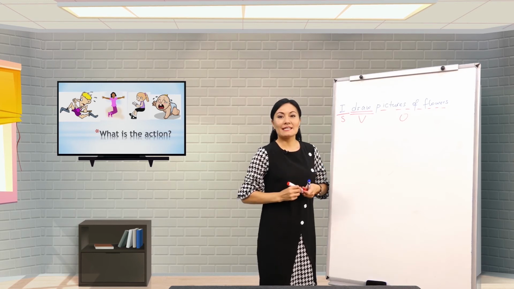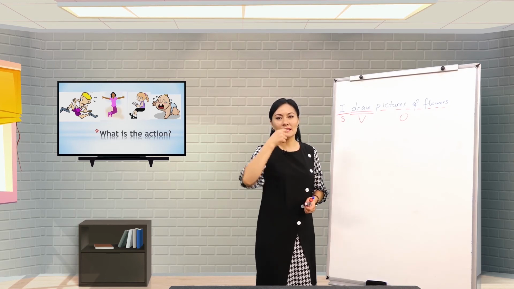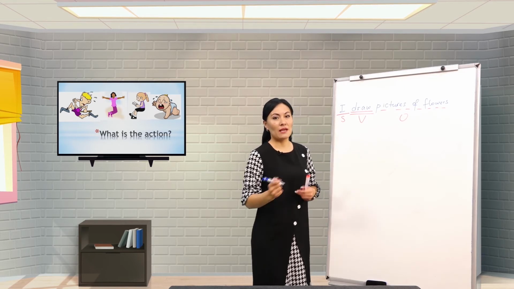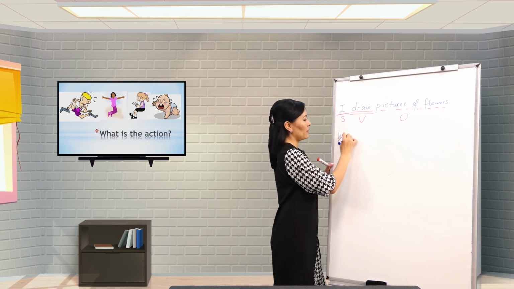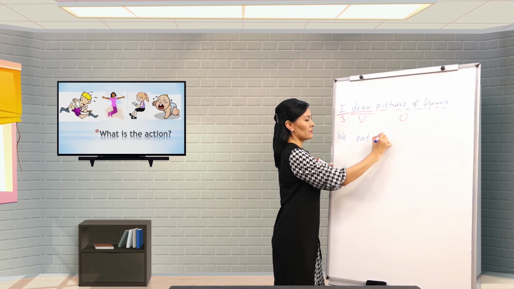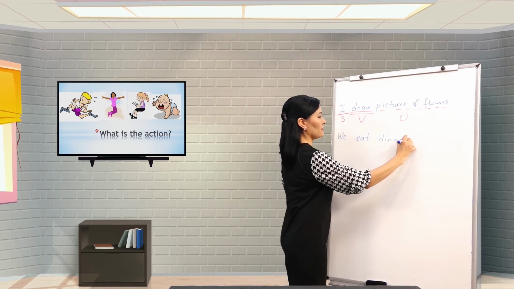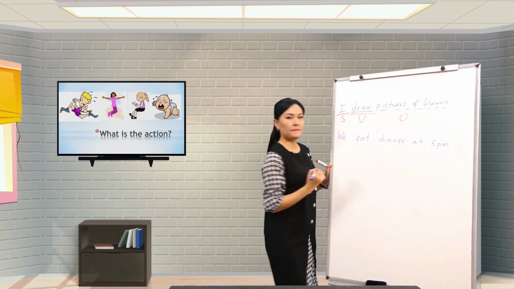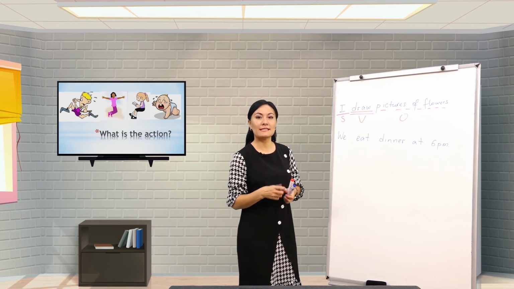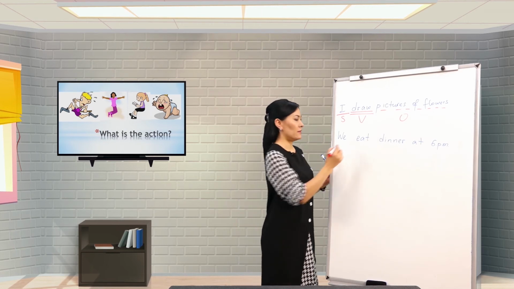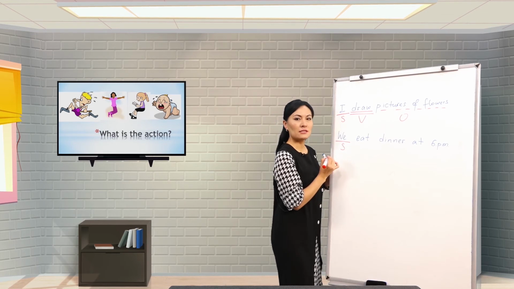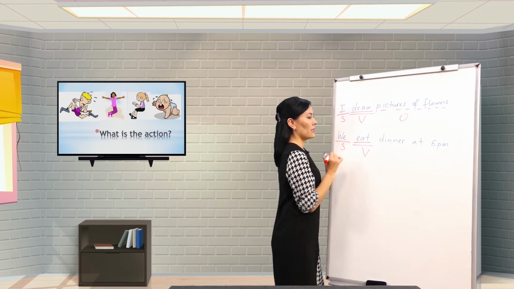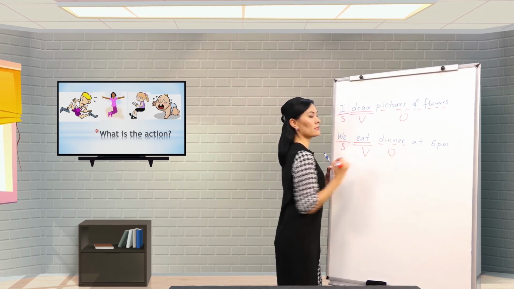Okay, let's take another sentence. Let's take a verb, eat. We have a sentence. We eat dinner at 6 p.m. Let's write it. We eat dinner at 6 p.m. Okay, where is the subject of the sentence? Yes, it is we. We is the subject. What is the action verb? Eat is a verb and dinner is the object.